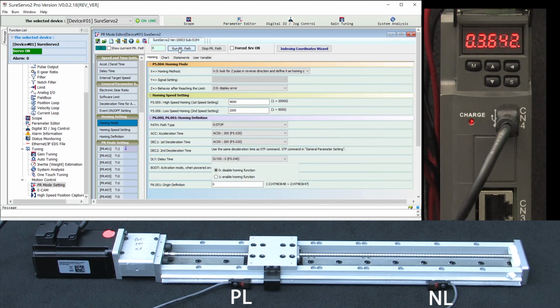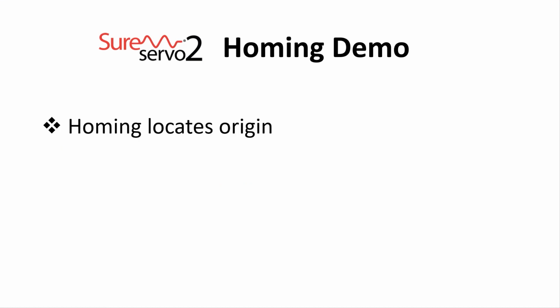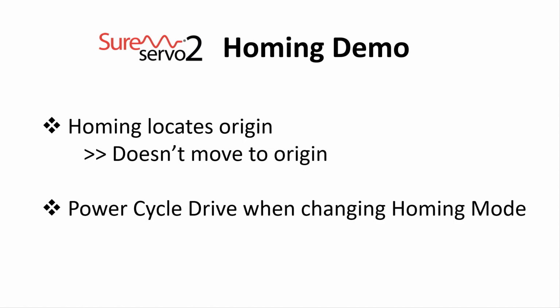And that's really all there is to homing. Just remember that homing finds the origin. It doesn't move the motor to the origin. Also, when changing homing modes, if things don't work as expected, try power cycling the drive after changing the mode. That'll usually clean up loose ends and get things working the way you expect.